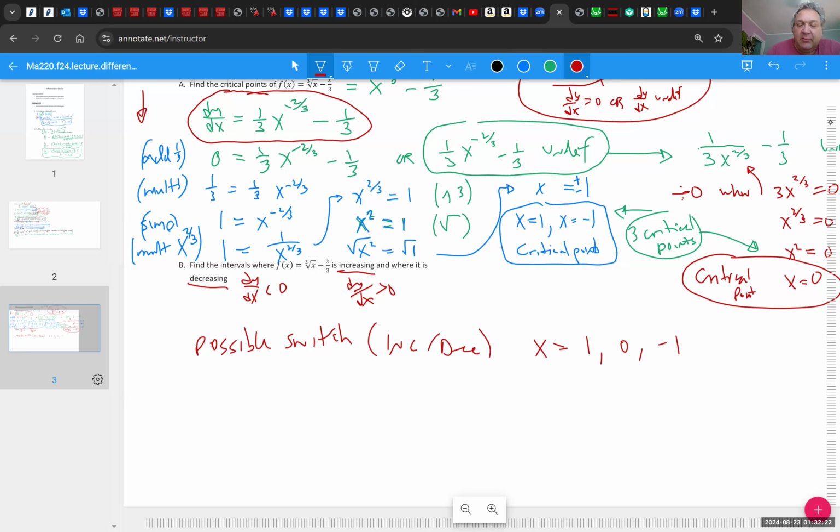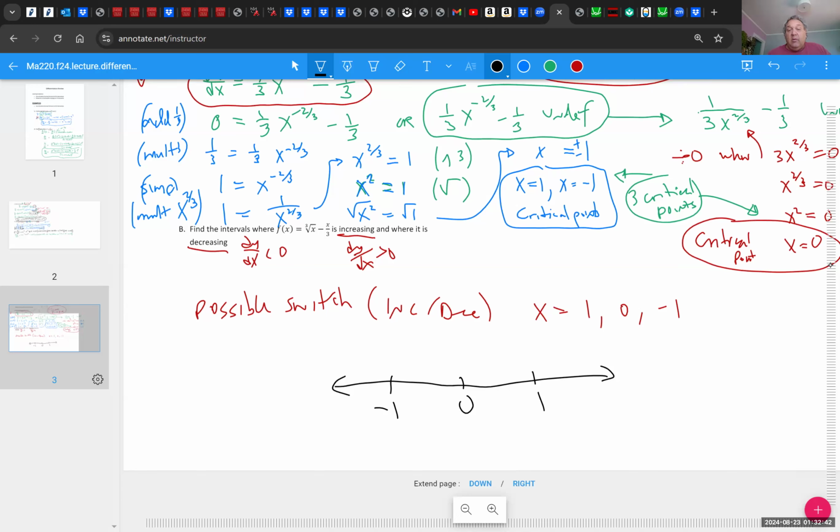I'll do a number line so you guys can visualize what's going on here. So at x equals 0, it could possibly switch. At x equals 1, it could possibly switch. At x equals -1, it could possibly switch. So those are the possible switching places. So what I'm saying is, if it was increasing here before -1, then it has to be increasing all the way up to -1, because -1 is one of the only three places it can possibly switch. Well, let's find out if it was increasing or decreasing at a number to the left of -1. Let's choose something nice to compute.